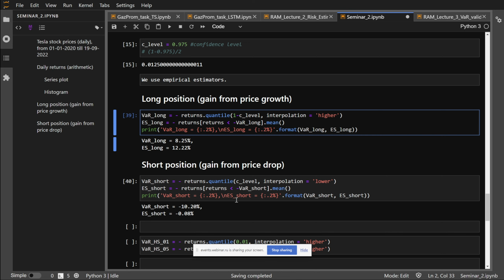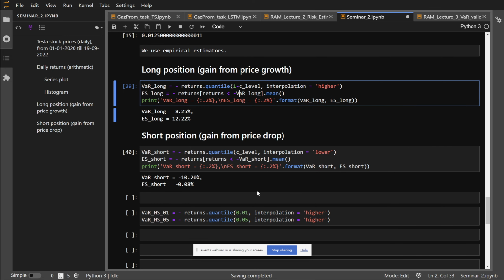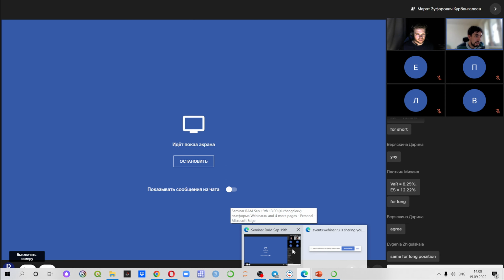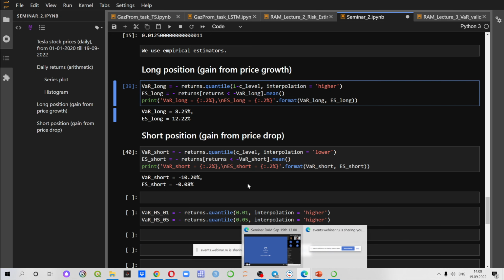Okay, so now I think your calculations are correct, and everything that we need to do now is make sure that we put the right names into the print. Well, it looks fine for me. All right, and I see Evgenia validates those numbers as well. So thank you, Evgenia. Darina as well. Mikhail has the same results.